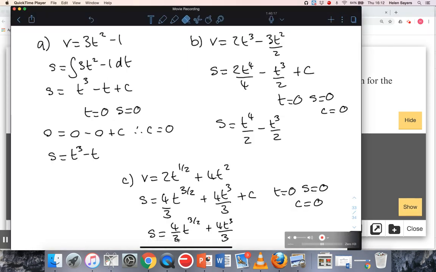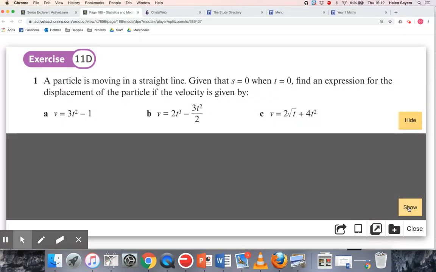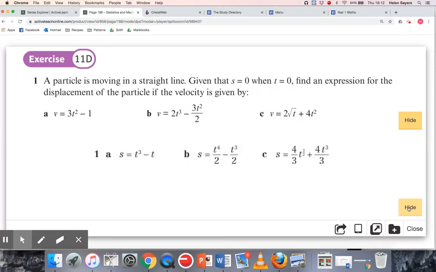Okay, so let's just go back to the solutions so you can actually see them. Okay, so let's just double check those against the textbook answers. Yeah, I think we're good.